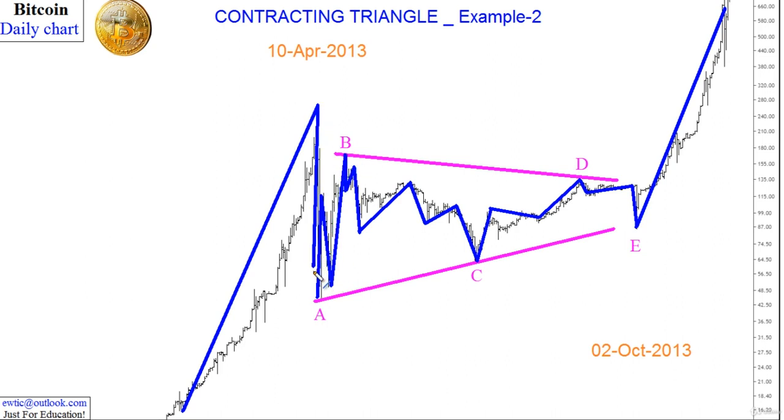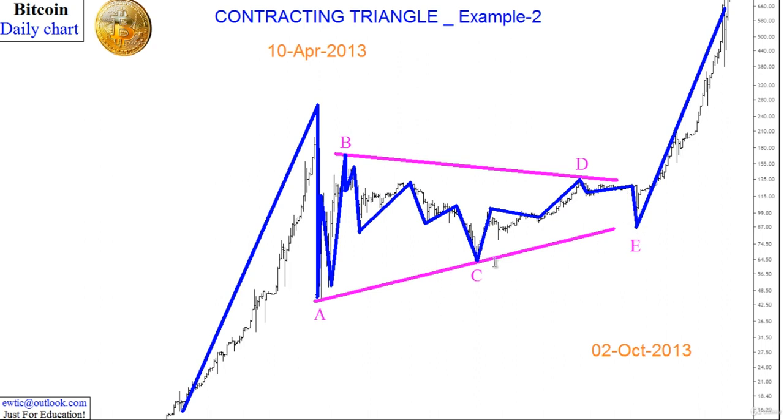This wave A is very sharp. Maybe we can go to a smaller time frame to see the internal structure of wave A. So probably this is also a zigzag, another zigzag in wave B, a combination of zigzags in wave C, which is common, and then a zigzag in wave D and another zigzag in wave E, right?